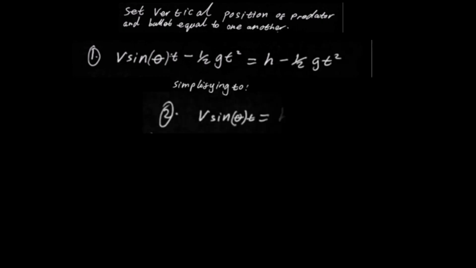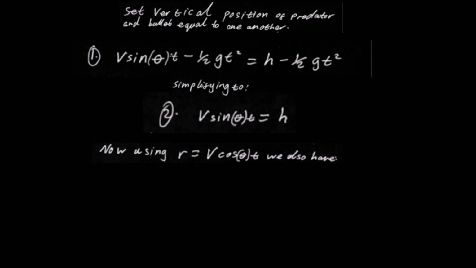So we set the vertical position of the predator and the bullet equal to one another. So v sine theta t here minus 1/2 gt squared will equal h minus half gt squared. So we're setting these positions equal. This will simplify down, as we have half gt squared on both sides, to v sine theta t is equal to h. Now we can use the fact that r is equal to v cos theta t in the x direction here. So v cos theta t equals r. Now we have two equations. We have the height here, we have our equation in the y direction and our equation in the x direction.